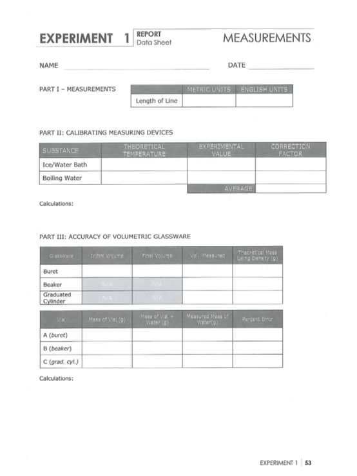So this is your report for experiment 1. Remember to put your name, the date. In part 1, you're measuring the length of an index card. In metric units, you're determining that length in centimeters, and then your English units is the length of your index card in inches.